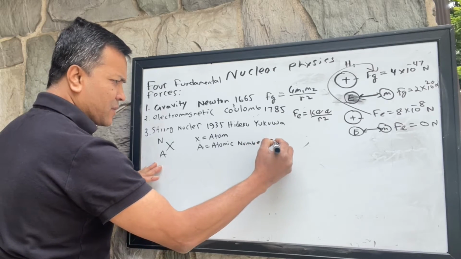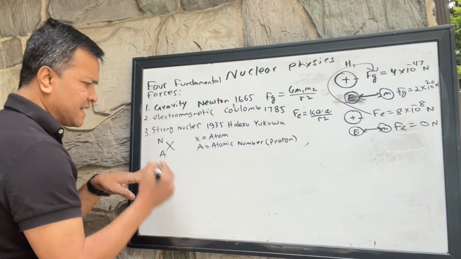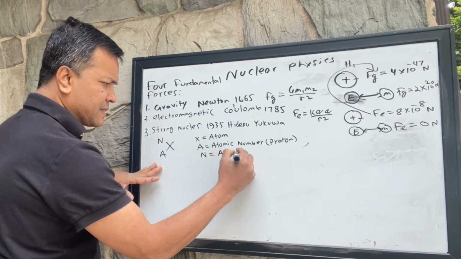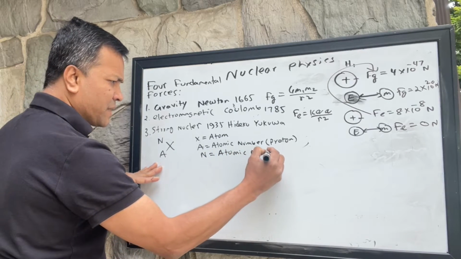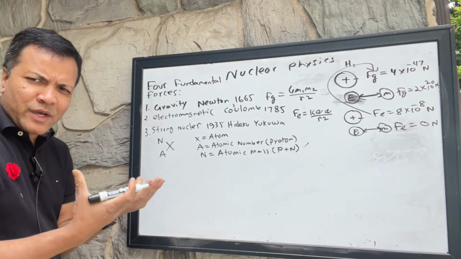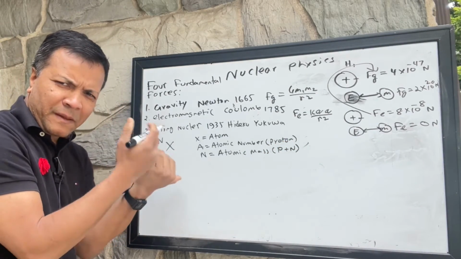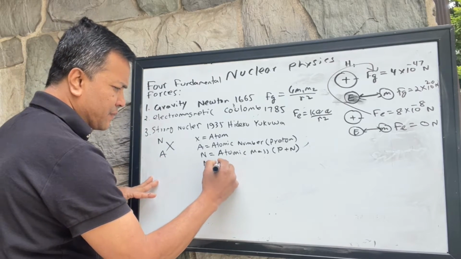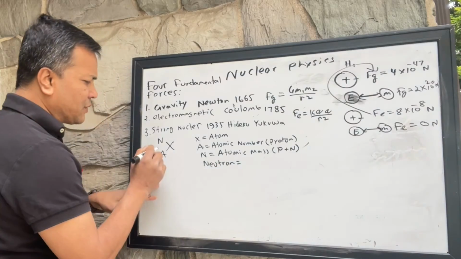Atomic number is the number of protons, of course, and N is of course the atomic mass. Atomic mass is protons plus neutrons. So how do I know how many neutrons are in an atom? Okay, so the number of neutrons would be equal to N minus A.